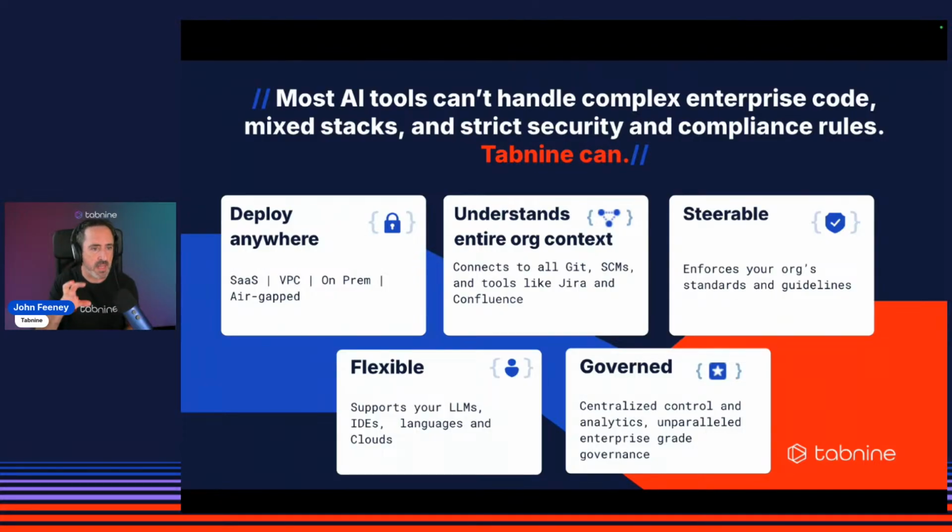We provide that deep contextual awareness as part of the product and as part of the interactions that your developers will enjoy. Tabnine is also very steerable, as we say, which means that you can provide the rules and the guidelines by which these code suggestions are provided to developers, both at inference time and also after the fact as part of automated code reviews. It's flexible, as I mentioned before. We'll support any LLMs, any IDEs. And finally, it's what we call governed. So we provide all of these enterprise governance features as well.